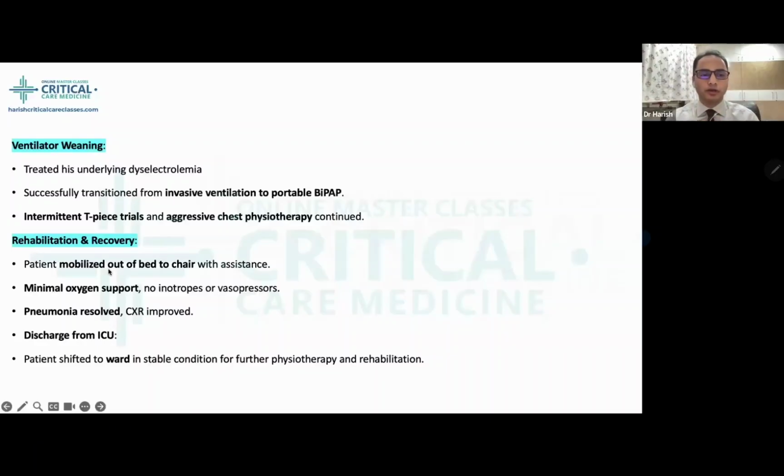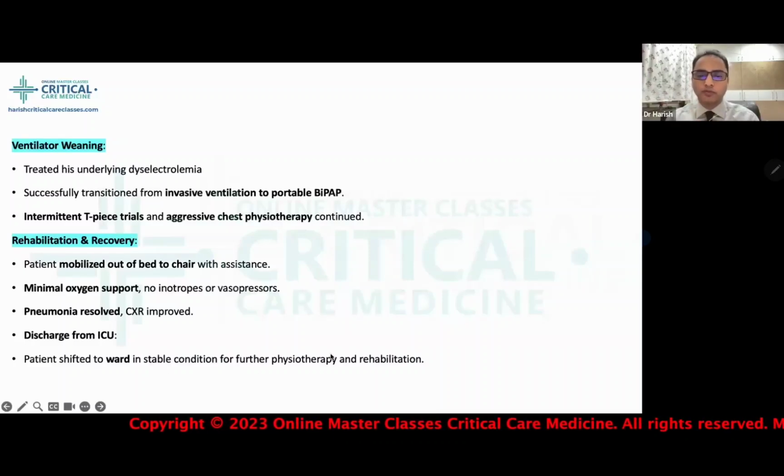For rehabilitation and recovery, if you see, he's been mobilized out of bed to chair with assistance. Minimal oxygen support, no inotrope or vasopressor. Pneumonia is totally resolved, and the chest X-ray improved, resolved down the line. Discharged from ICU, the patient was shifted to the ward in stable condition with ongoing physiotherapy and rehabilitation.